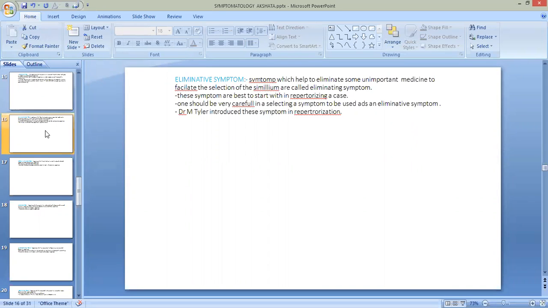These symptoms are best to start with in repertorizing a case. So these symptoms are helpful especially when we are starting or when we are going to repertorize the case. Then by selection of such eliminative symptom, it was easy for us to find out the group of similars and out of that the exact simillimum.